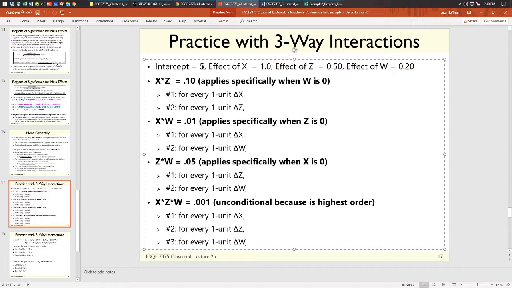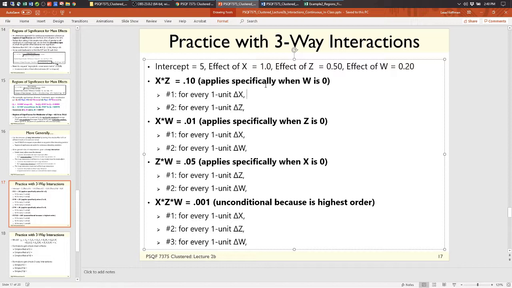Let's say that I have an effect of x, the simple main effect given by the model, of 1, an effect of z of 0.5, an effect of w of 0.2. And this is a model that has a three-way interaction among those three variables, which means that not only do I have the three-way, I also have to have the two-ways underneath it and the main effects. So everything. So new rule. Two-way interactions, because they are nested within a three-way, are conditional. So the x by z interaction here, if the coefficient is 0.1, that is specifically when the third variable, the interacting variable, is 0. So what would we say here?